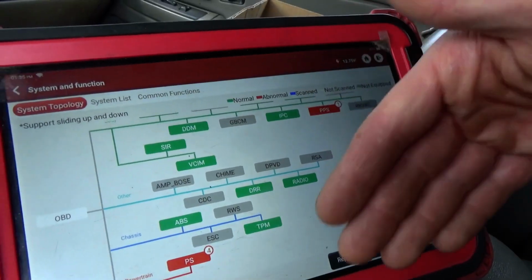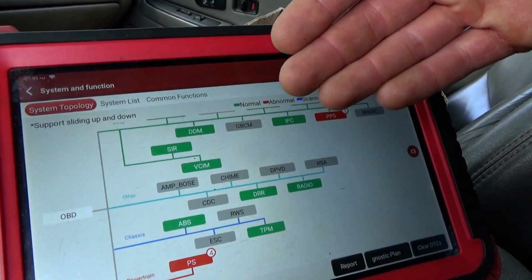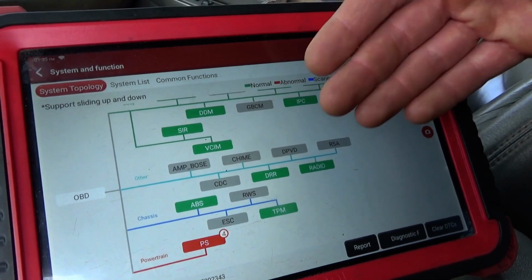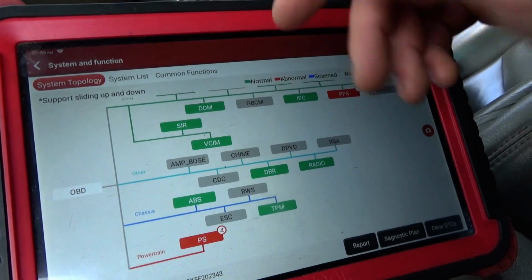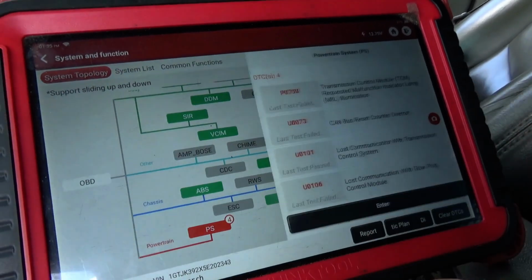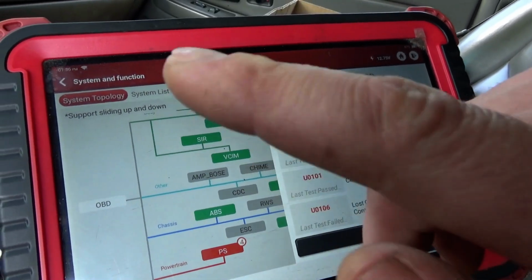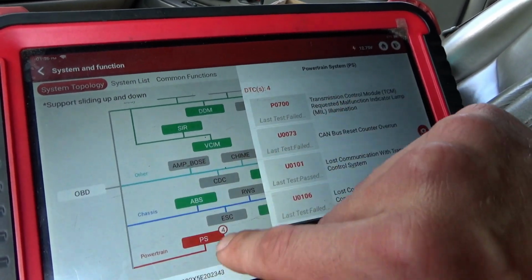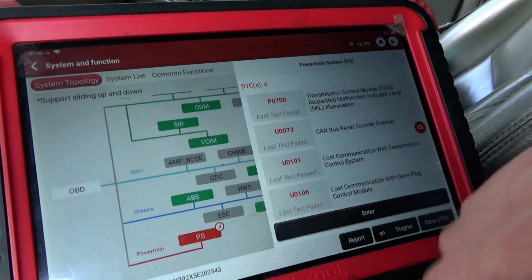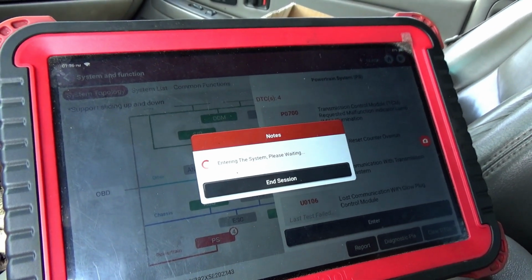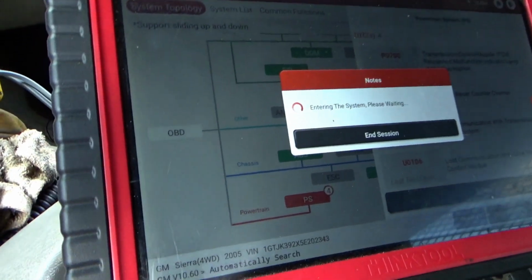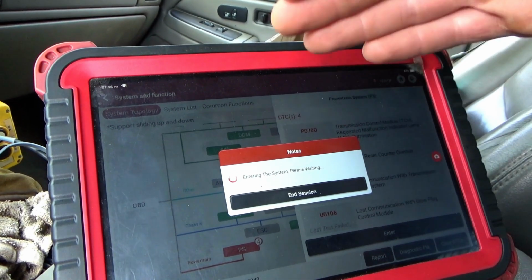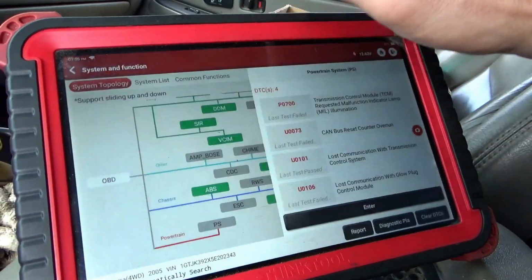However, in the tree we don't see where's the transmission controller, where's the glow plug module, where's the fuel injection module. We just have PS, powertrain systems. So we're gonna have to do some research on the network layout. So the scanner can only talk to the engine computer. So let's enter into there and see if they're in the menu. Let's try that again.